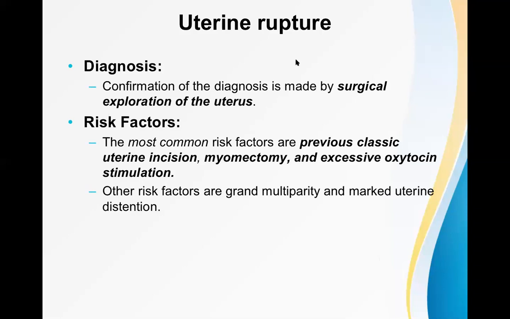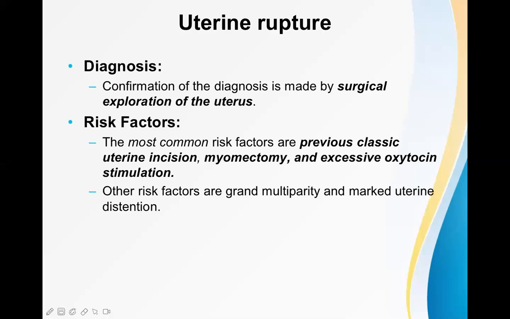Let's move further. How to diagnose it? Diagnosis is confirmed by surgical exploration of the uterus, but it can be suspected by those clinical features which we just discussed. But confirmation is done by surgical exploration, and during that time we can see rupture of the uterine wall, or sometimes a part of the baby is coming out, or the whole baby is lying in the abdominal cavity also.